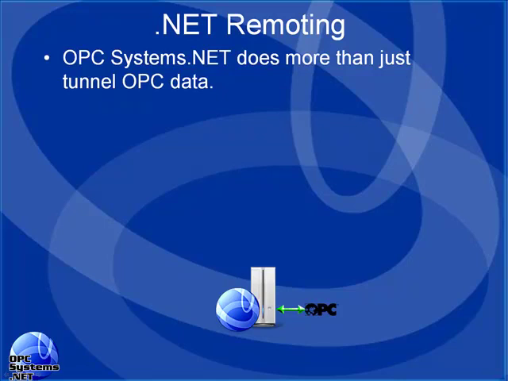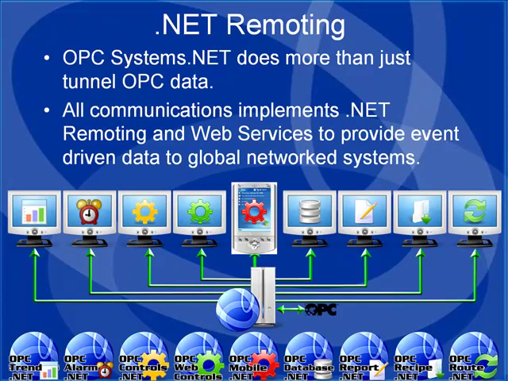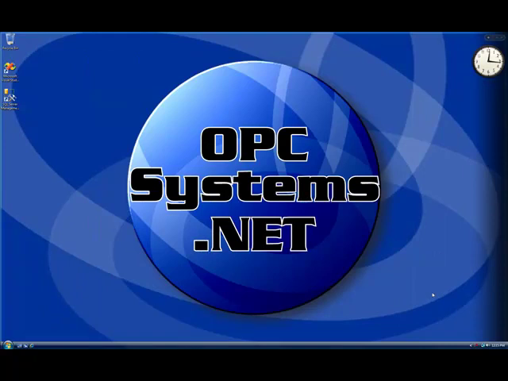OPCSystems.net implements .NET remoting. This allows you to eliminate the need for DCOM and use the Internet as a communication data service. In this video, we'll see where to run a live example at OPCSystemServer.com to see a live update of data being served from Texas, so you can share data to any client in the world. Let's see how to implement OPCWebTrend.net into an ASP.NET web application.